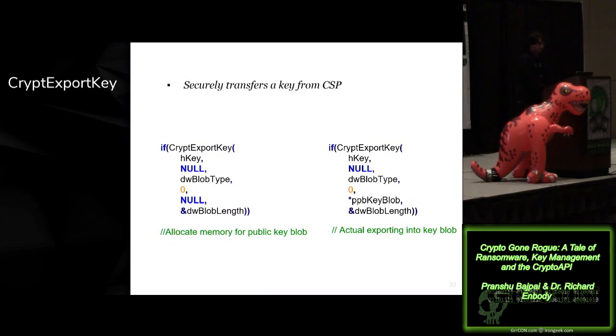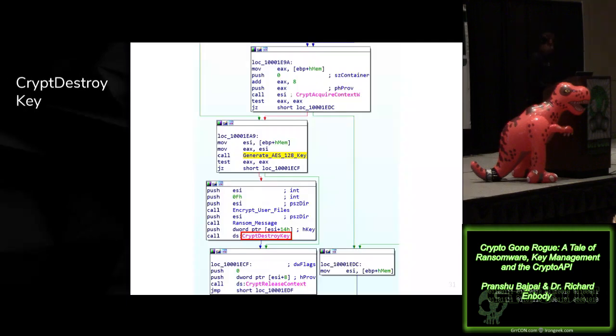And all you need to do is specify the handle to the key, and then allocate memory for that key, and then do the actual exporting. So this will securely transfer the key from the CSP to a key blob. Last thing, and a very important step, is to destroy the key. And believe it or not, sometimes ransomware developers forget to do this, which is why you have websites like No More Ransom, which can make a decryptor for a particular ransomware variant because they've neglected to do, let's say, for example, one of these steps, like wipe the key from memory.